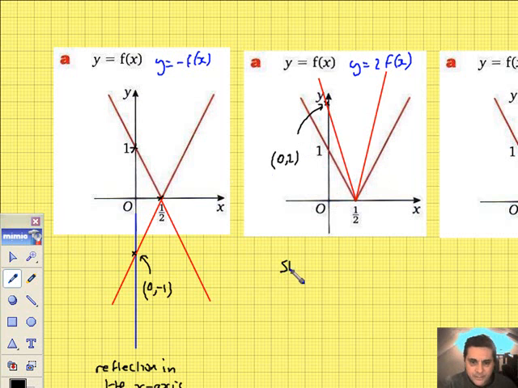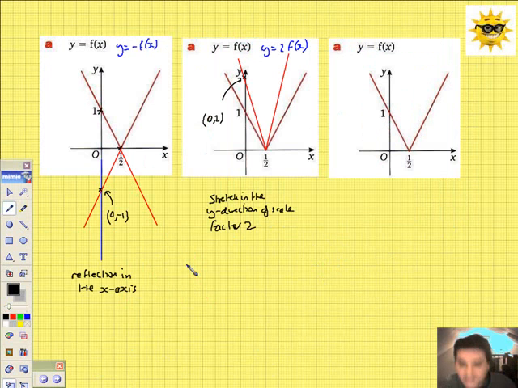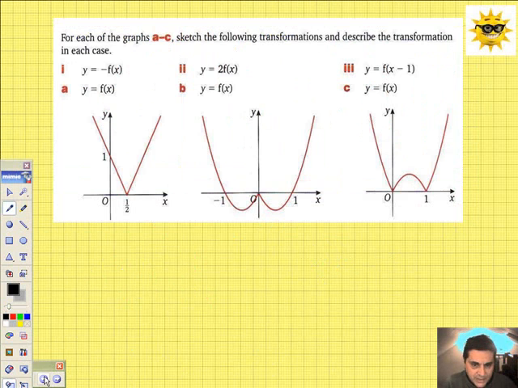It's a stretch in the y direction of scale factor 2. I just want to check that one. One-way stretch in the y direction scale factor 2. Yeah, no problem. Let's do the next one, and I can't remember what it is.